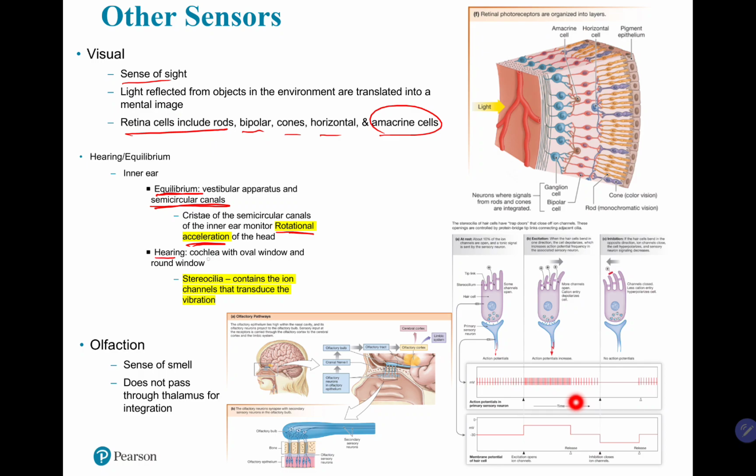Hearing is going to be the cochlea, beginning at the oval window, and that oval and round window. It's going to have stereocilia in there that contain ion channels that will transduce vibrations, and this is how we're able to pick up sound sensation. Olfaction is the sense of smell. Remember the olfactory nerve, cranial nerve number 1? It does not pass through the thalamus for integration, okay?